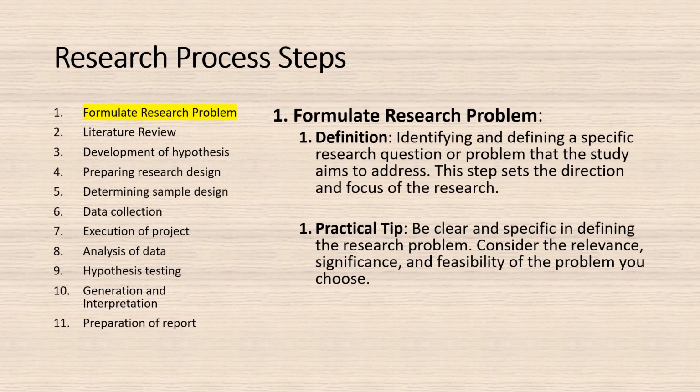Research process steps: 1. Formulate research problem. Definition: identifying and defining a specific research question or problem that the study aims to address. This step sets the direction and focus of the research. Practical tip: be clear and specific in defining the research problem. Consider the relevance, significance, and feasibility of the problem you choose.